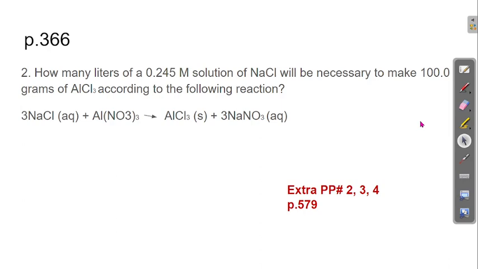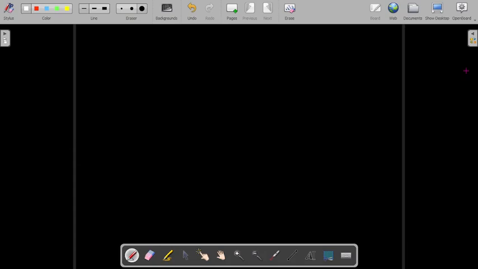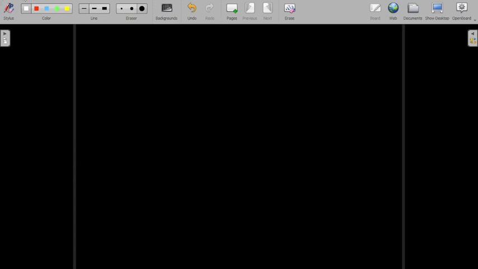Anyway, how many liters of a 0.245 molarity solution of sodium chloride will be necessary to make 100 grams of aluminum chloride according to the following reaction? So the reaction is given to you. You don't need to write the reaction, and you don't have to balance it. It's balanced for you. How do we solve this? Let me write down the information given to you, or to us. It's given to me too.